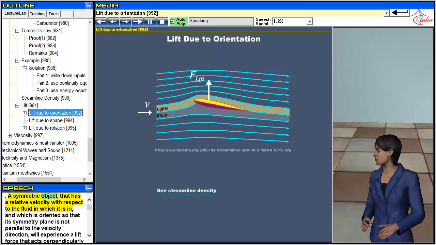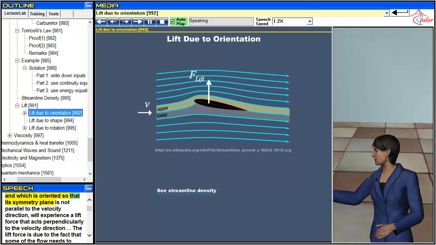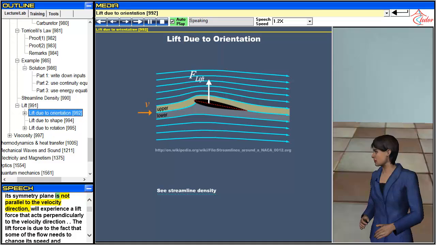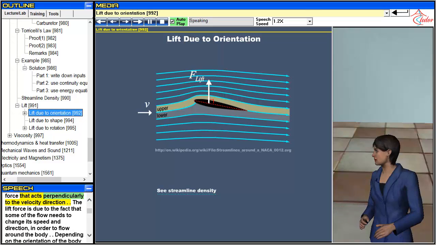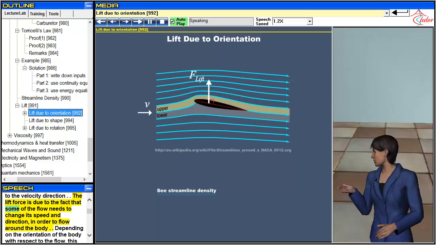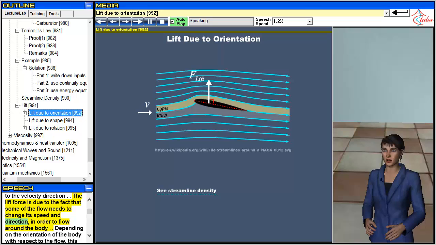A symmetric object that has a relative velocity with respect to the fluid in which it is, and which is oriented so that its symmetry plane is not parallel to the velocity direction, will experience a lift force that acts perpendicularly to the velocity direction. The lift force is due to the fact that some of the flow needs to change its speed and direction in order to flow around the body.